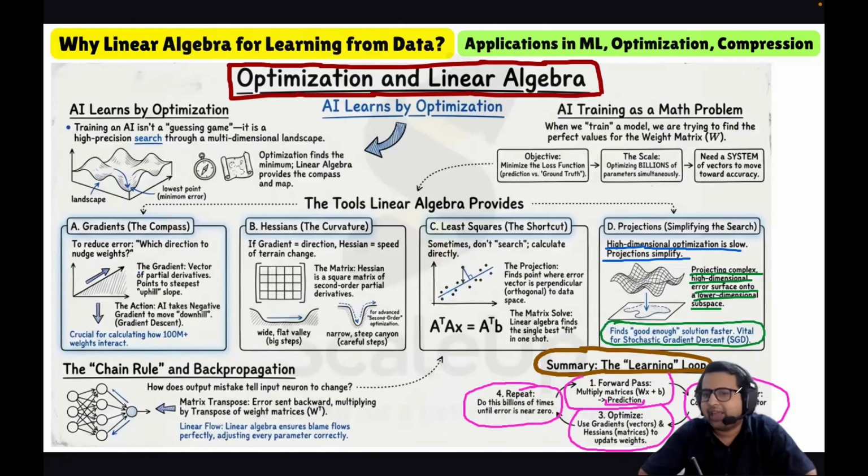And once again, we'll calculate the error, optimize it, and we will keep on repeating it billions of times until the error is close to zero. And this is what the learning loop is.